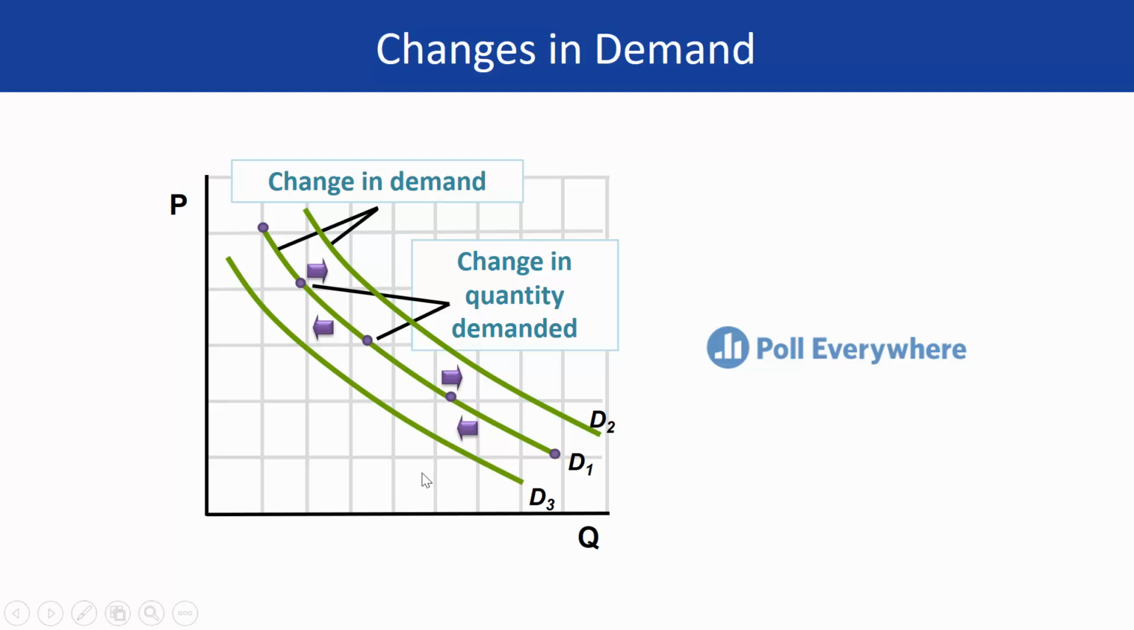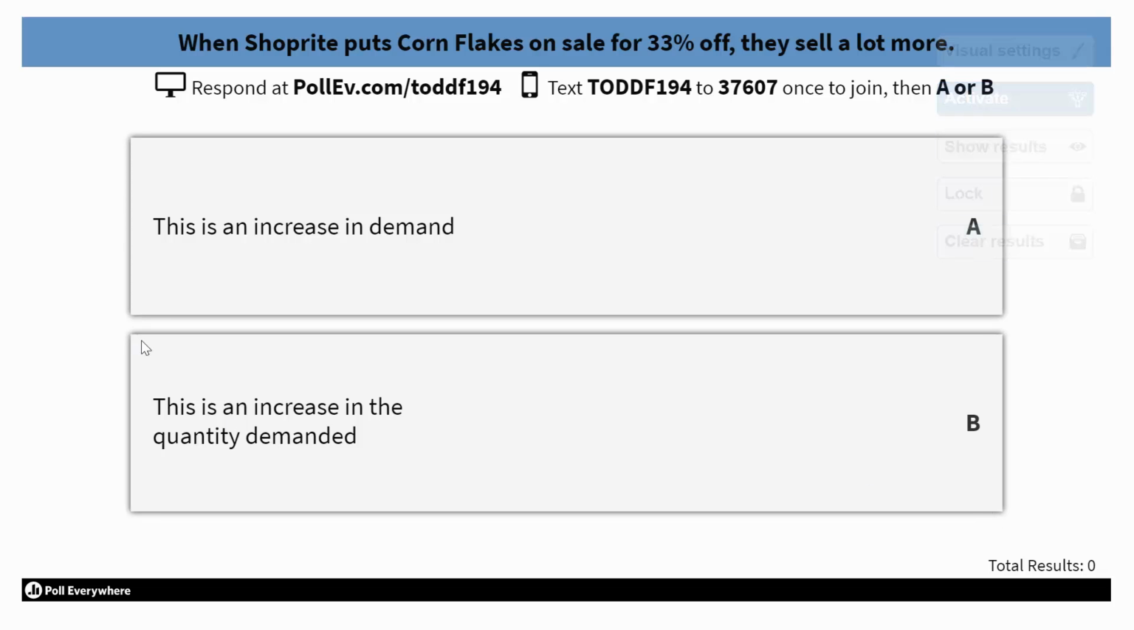Okay, I've been talking in my class about demand curves, and there's a very important language difference between moving between curves, we call that a change in demand, or moving along a demand curve, we call that a change in quantity demanded. I've explained the difference in the language to my class, and now I want to see if they actually get it. So I'm going to ask a question.